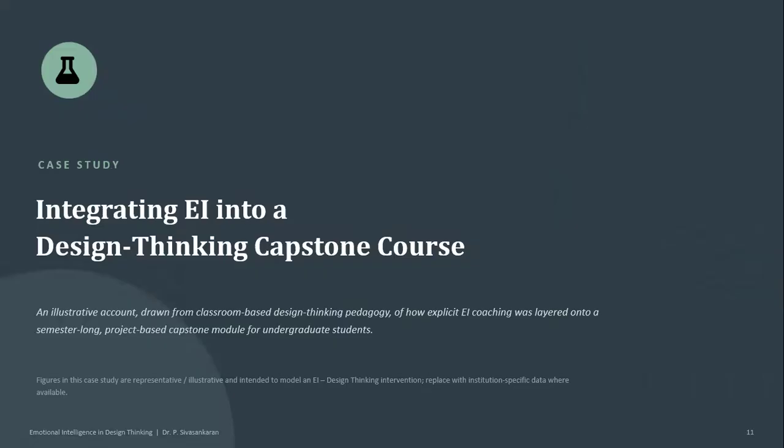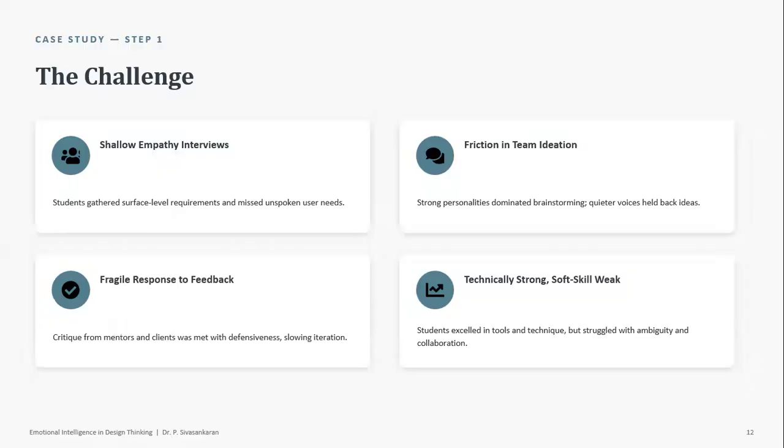Now we shall go through the educational case study. Let us now examine an educational case study illustrating how emotional intelligence was integrated into a design thinking capstone course. This example demonstrates how structured emotional intelligence training enhances project outcomes, collaboration, and student development. Let us see the further details in brief.